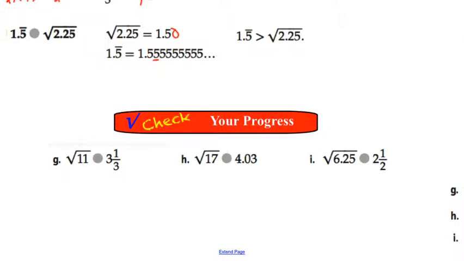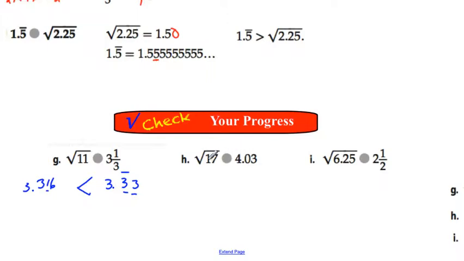Alrighty, here we go. Let's take a look at the square root of 11 and 3 1/3. The square root of 11 is equal to about 3.316. And 3 1/3 is 3.3 repeating. So which way would our arrow go? Which number's bigger? Well, the 3 1/3 is bigger because this digit, the next one over, is a 3, and that's bigger than the 1.